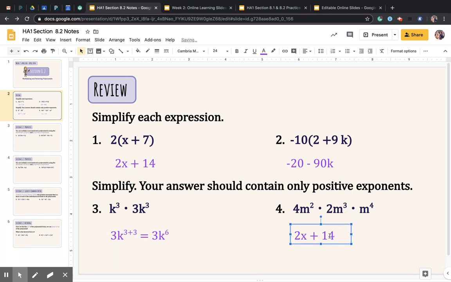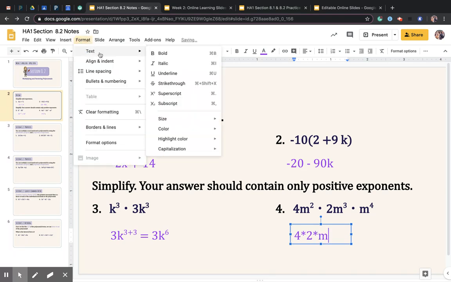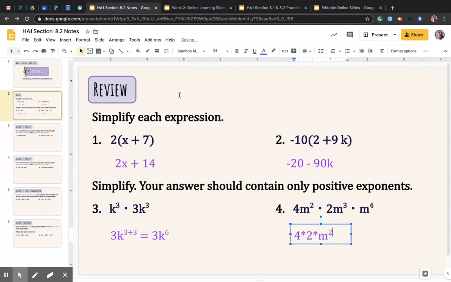If you notice here, I have 4m squared times 2m cubed times m to the 4th. First of all, I have 2 numbers, so I'm going to have 4 times 2. And I'll multiply that by my m's. So I have m squared, m cubed, and m to the 4th. So we're going to add those exponents together. So 2 plus 3 plus 4.